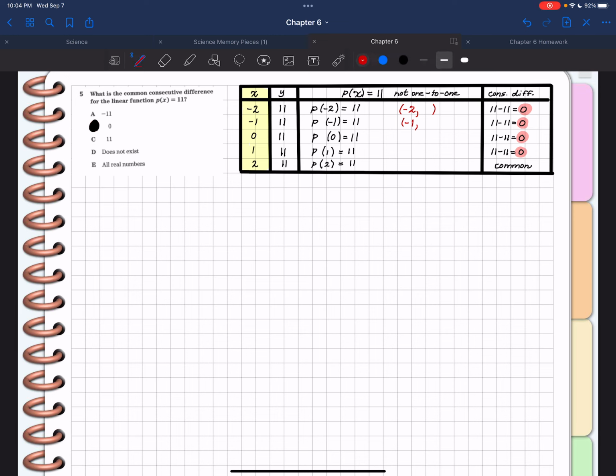When x is -2, y is 11. When x is -1, y is 11. When x is 0, y is 11. When x is 1, y is 11. When x is 2, y is 11. Now let's graph it.